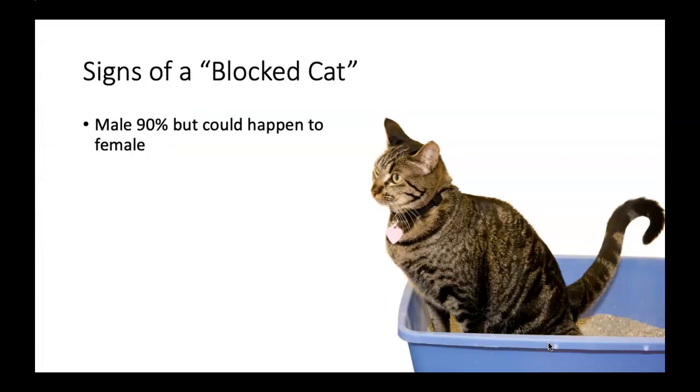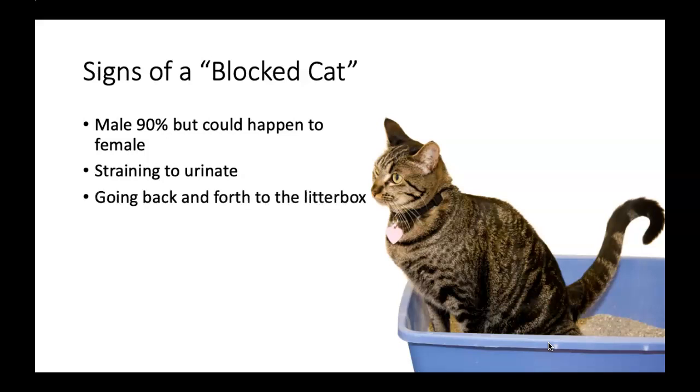Signs of a blocked cat. So 90% of cats that block are male, but it could happen to a female cat. Clients will report that their cat is straining to urinate. Looking at this cat here in the litter box, the cat is often making frequent trips to the litter box and sitting there. It might release a couple drops of urine, but it keeps going back. So back and forth to the litter box. It might be dribbling small amounts of urine, even worse if it's blood colored.